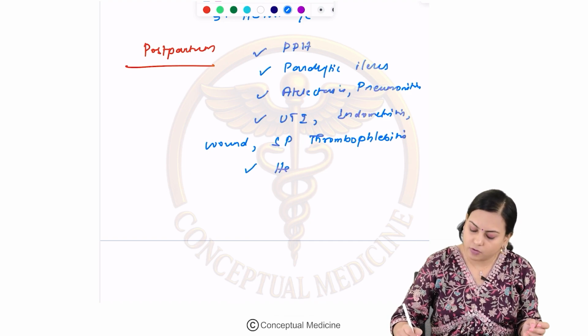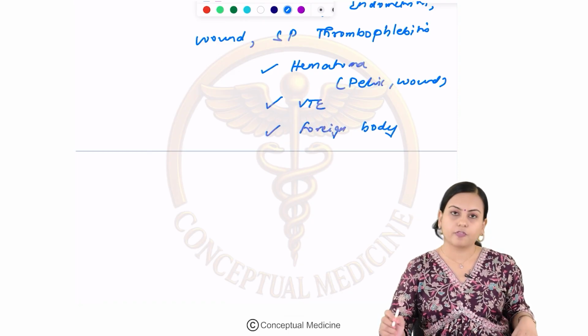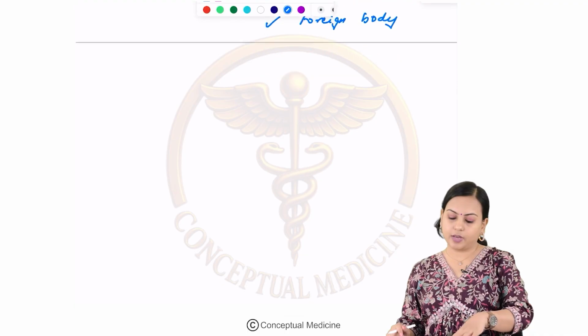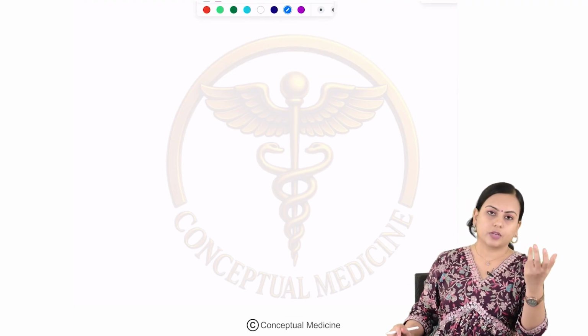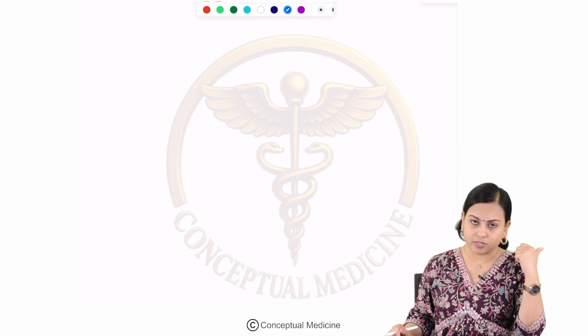So, other complications include venous thromboembolism and foreign body. Don't ever forget this complication. Before closing the abdomen, you have to check for any sponges or mops or any needles or any instruments left inside the uterus. Clear?